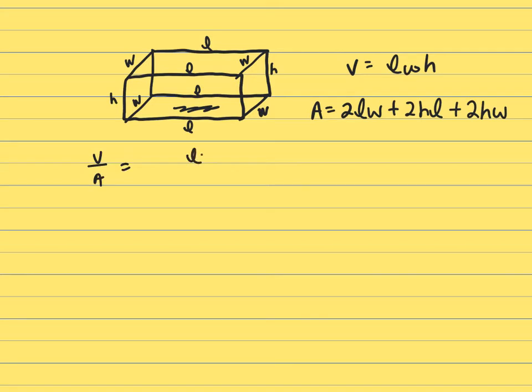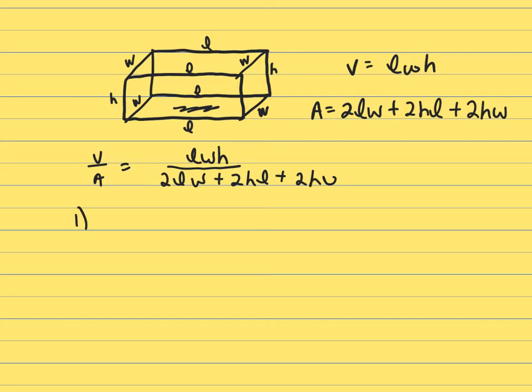So volume is LWH, and then 2LW plus 2HL plus 2HW. And if you look at clue 1, it says at least 2 of LWH are equal to 5.